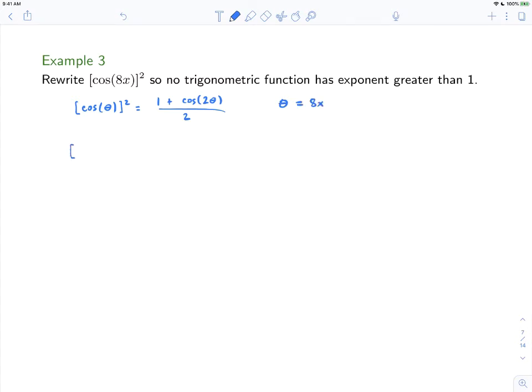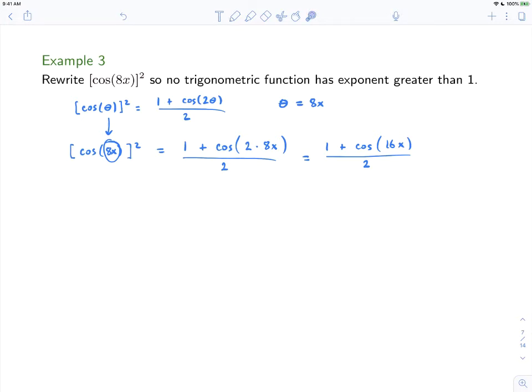Consequently, we write cosine of 8x quantity squared. So again, theta is equal to this 8x. So we're going to write this as 1 plus cosine of 2 times theta, but theta is 8x, divided by 2. The whole thing divided by 2. And that's going to equal 1 plus cosine of 2 times 8 is 16 times x. And again, everything divided by 2.